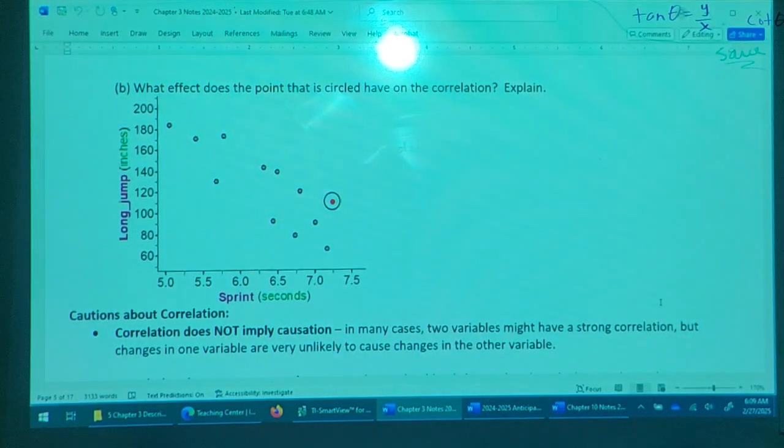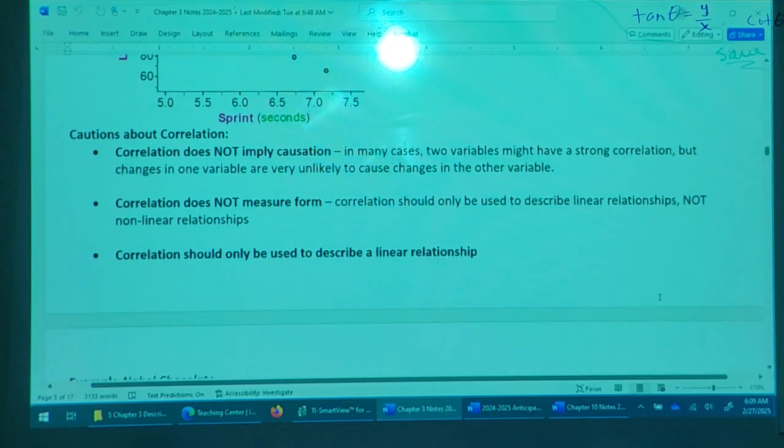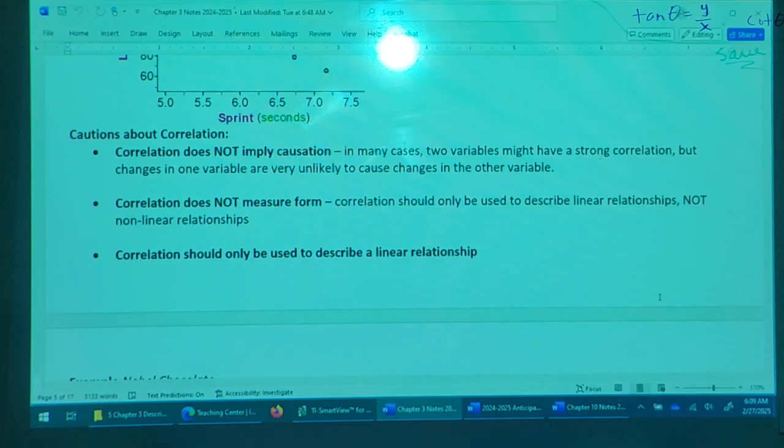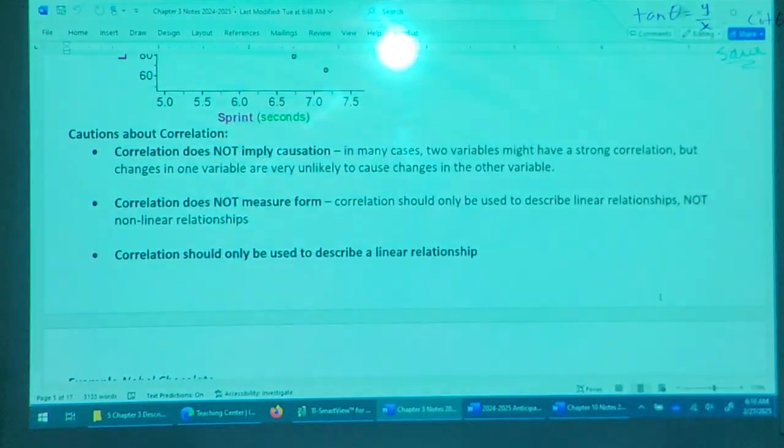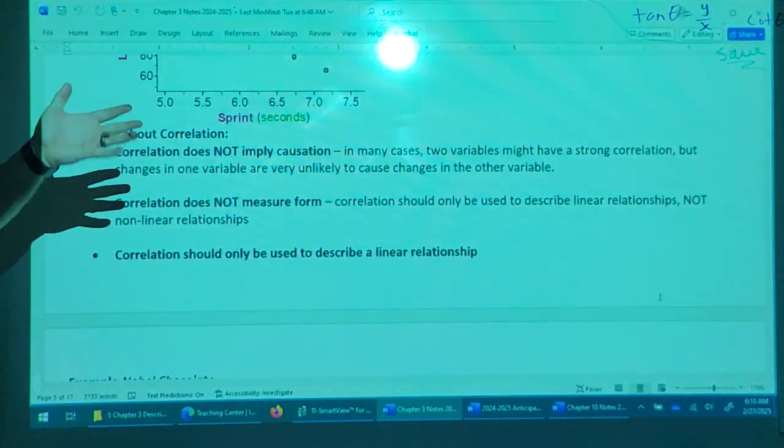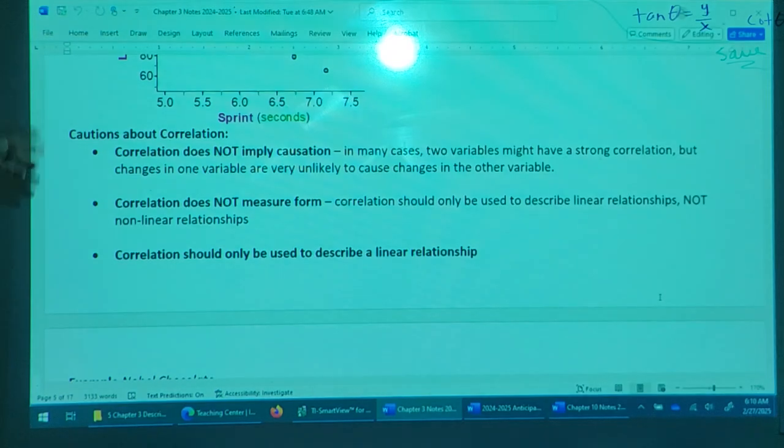All right. A couple notes on the bottom. Correlation does not imply causation. Correlation does not measure form, meaning correlation should only be used to describe linear relationships, not nonlinear relationships. And correlation should be used only to describe, again, a linear relationship. Okay, I'm just kind of hitting that home because a lot of people try to extend this R value to nonlinear stuff. It is only for linear relationships.